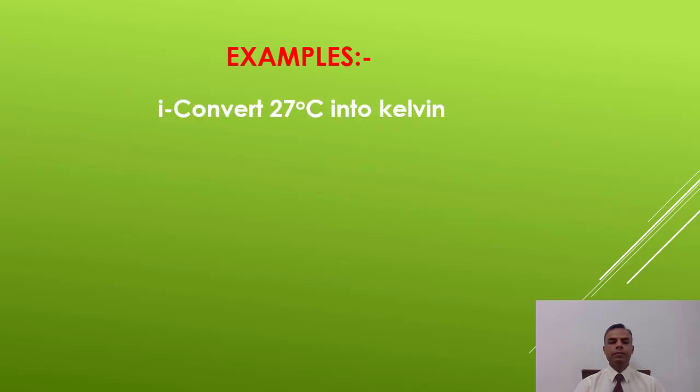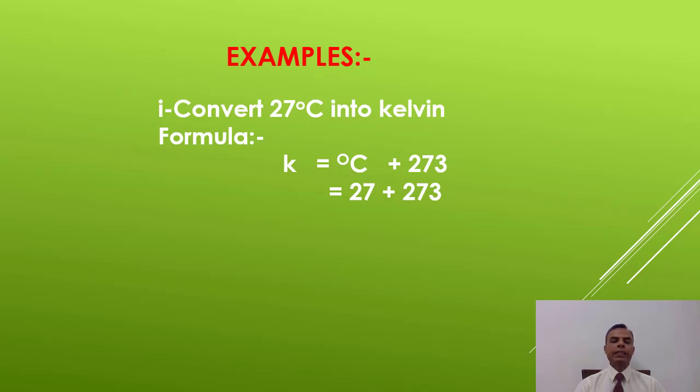Examples. First one, we have a temperature of 27 degrees centigrade and we convert it into Kelvin. The formula to convert temperature from Celsius to Kelvin is Kelvin equal to Celsius plus 273. We have temperature in Celsius, that is 27. By putting the value, 27 plus 273 is equal to 300 Kelvin.